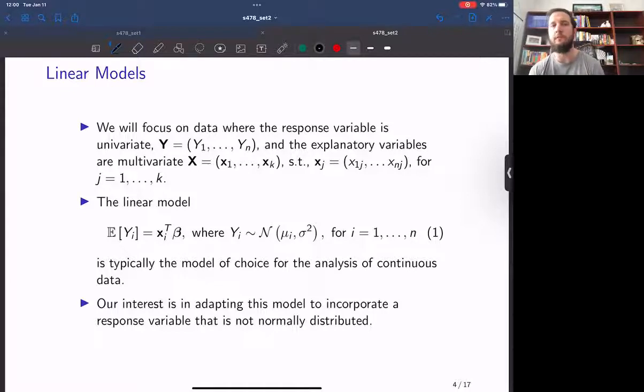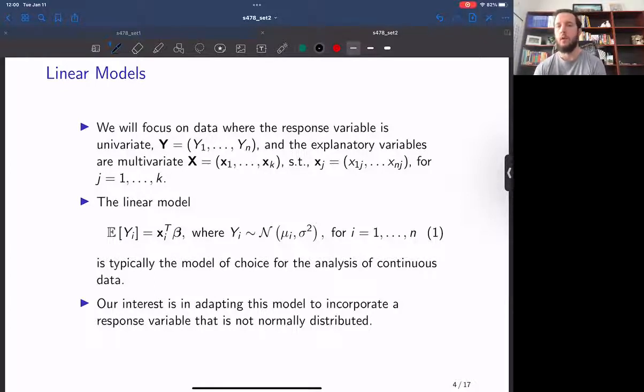In this class, we're going to focus on data where the response variable is univariate and the explanatory variables are multivariate. We will look at some illustrations where the explanatory variables are also univariate, so simple linear regression style cases as well. But for the most part, we'll focus on situations where we have multiple variables of interest, and we're trying to find the combination of those that works best for explaining what we see in the response variable.